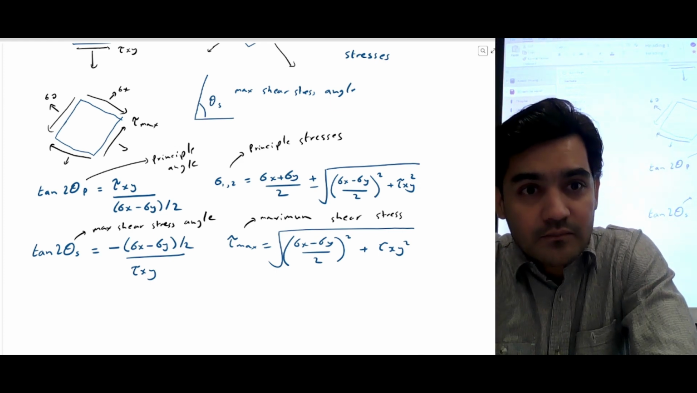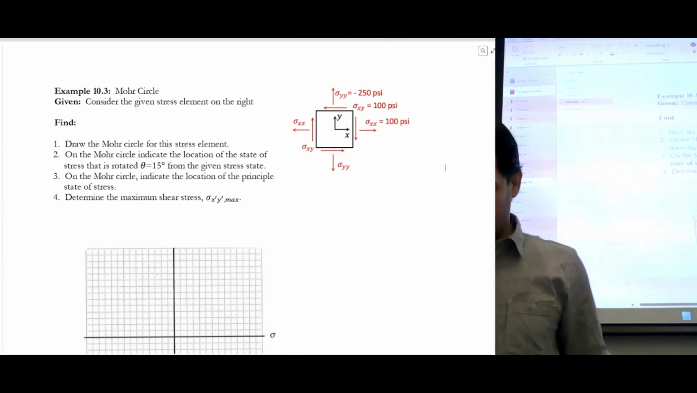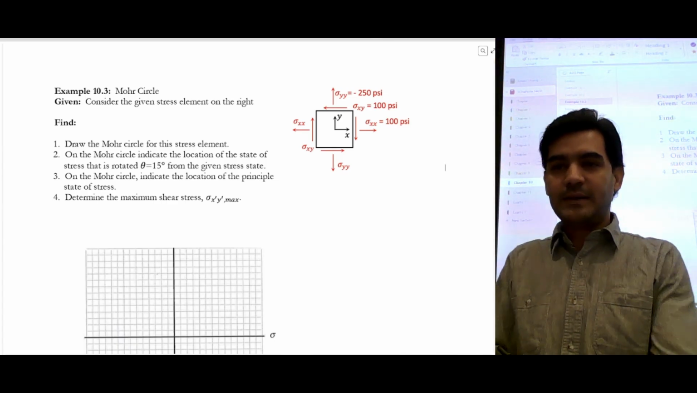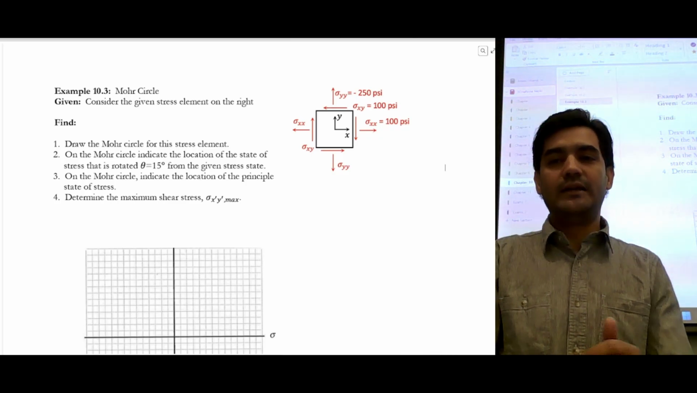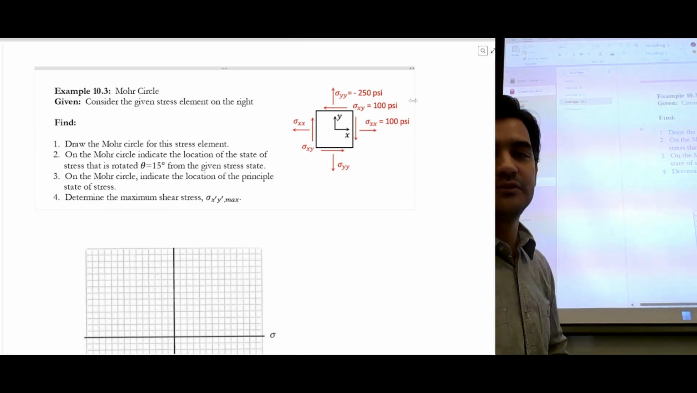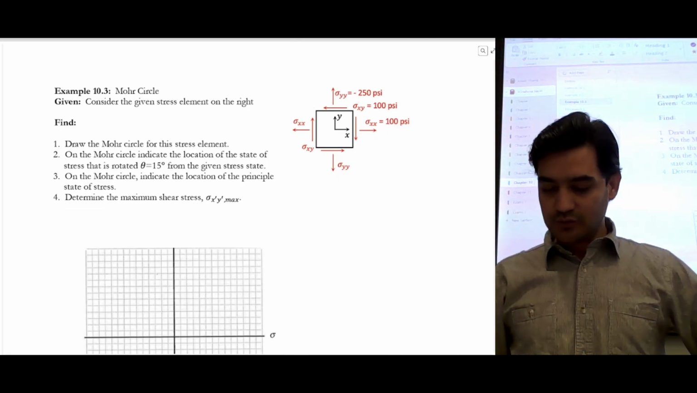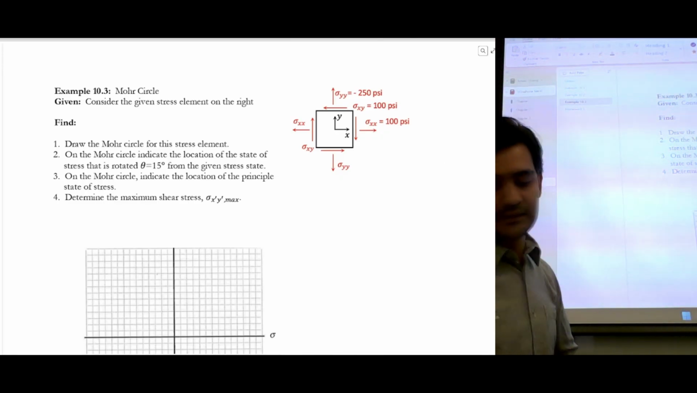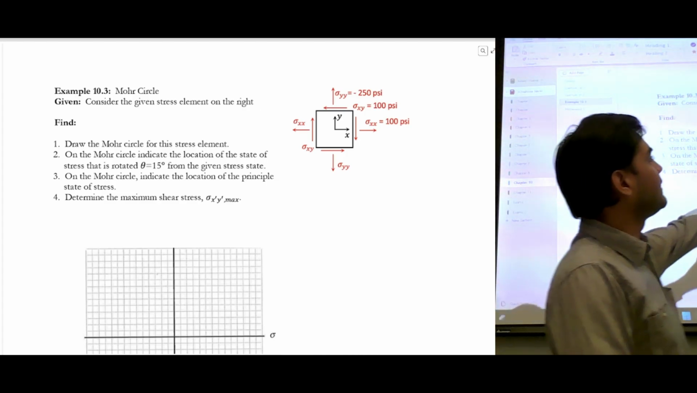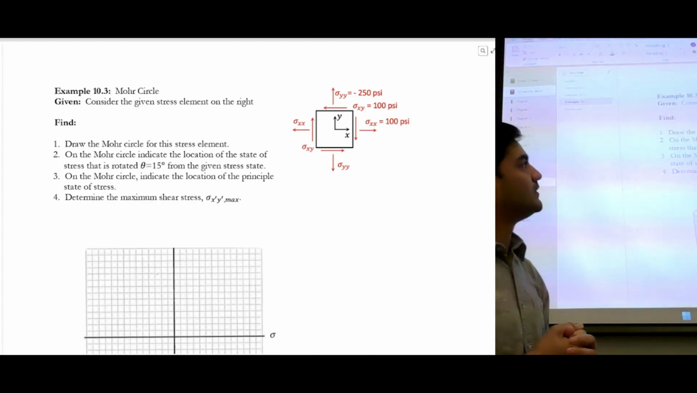So we're gonna do example 10.3, and this example is basically the same example which we have been doing in example 10.1 and 10.2. So it's basically the same stress element. In example 10.1, we used this stress element, and we asked if this stress element is rotated 15 degrees, then what would be the transformed stresses?